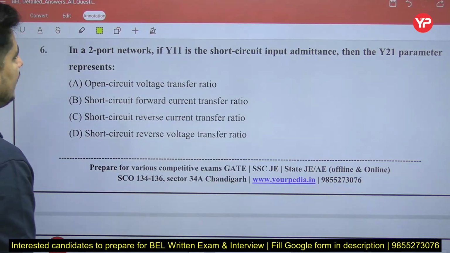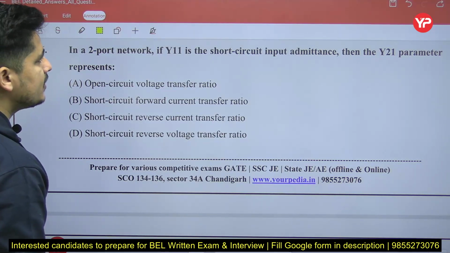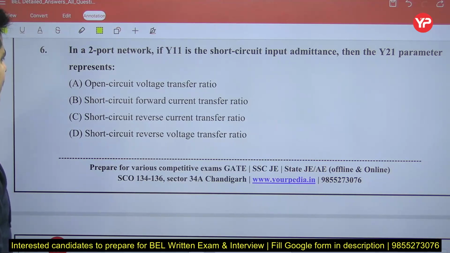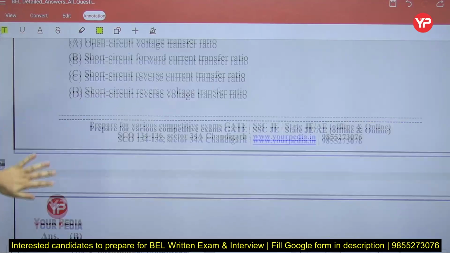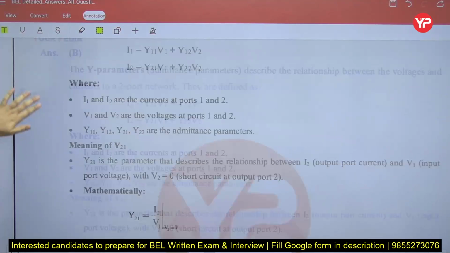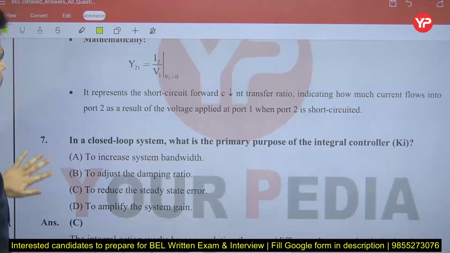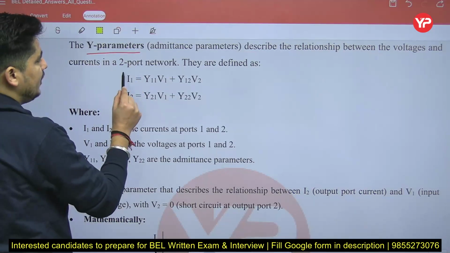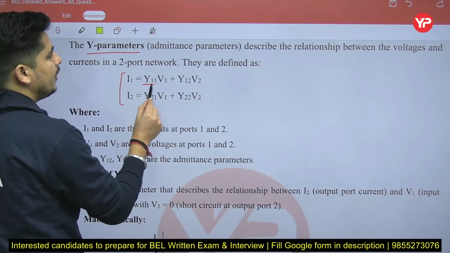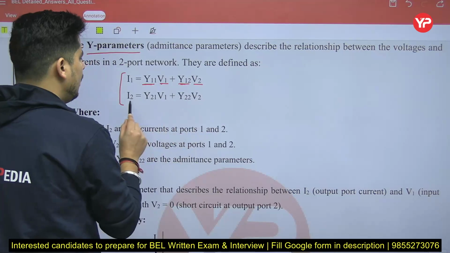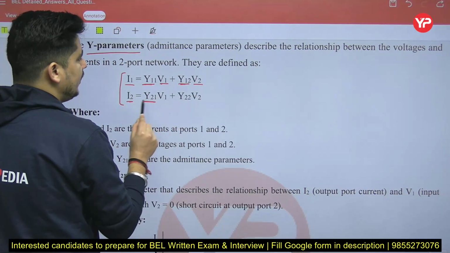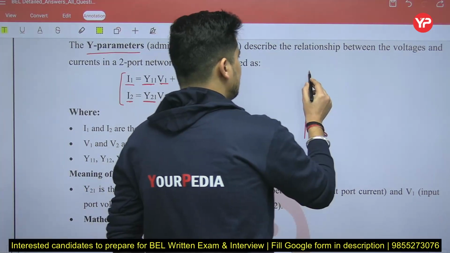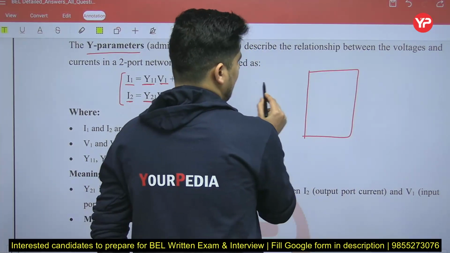In a two-port network, if Y11 is the short-circuited input admittance, then what does the Y21 parameter represent? See, basically, if I am talking about this question, the equations of the Y parameters are: I1 = Y11 V1 + Y12 V2, and I2 = Y21 V1 + Y22 V2.